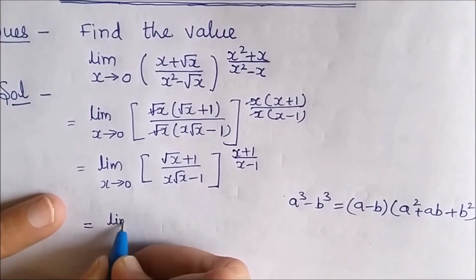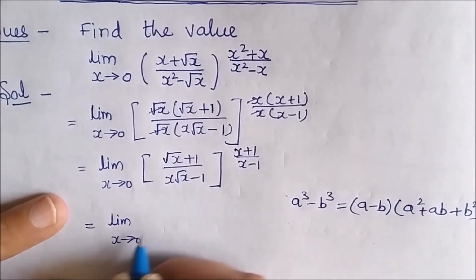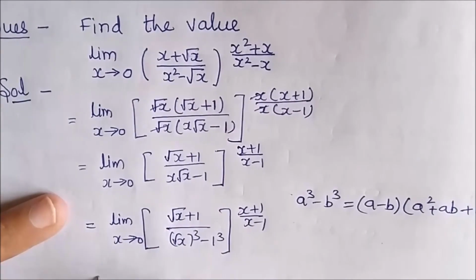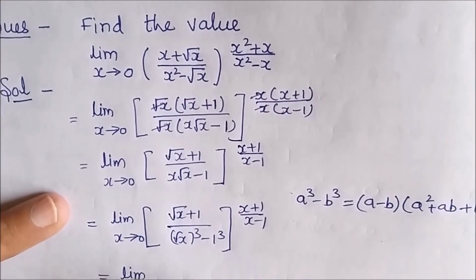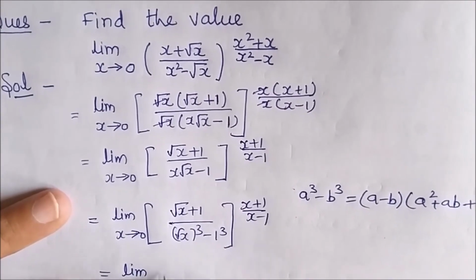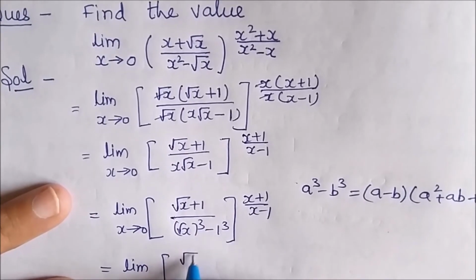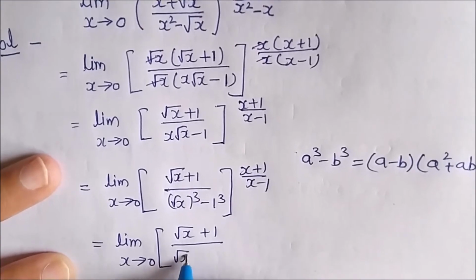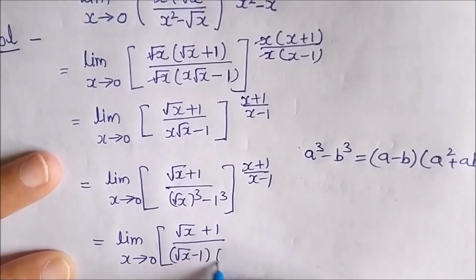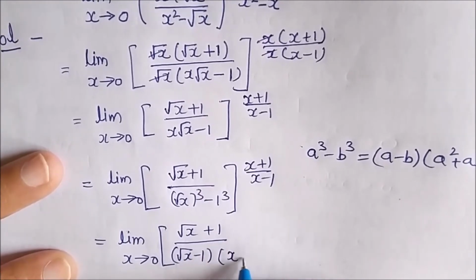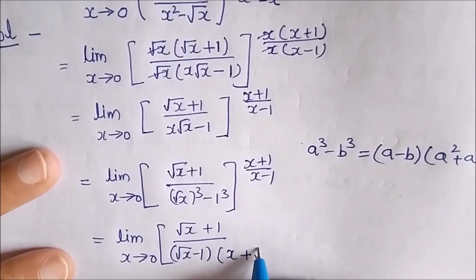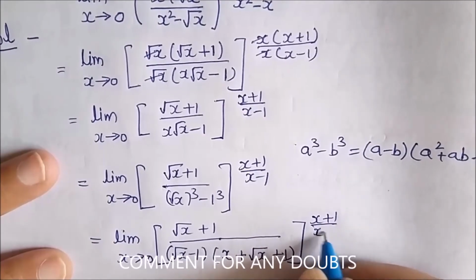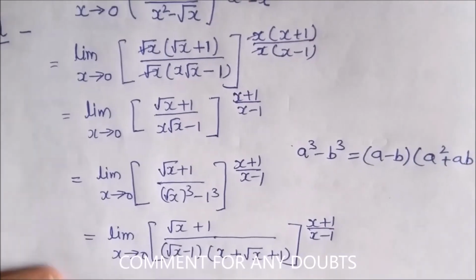This will reduce to limit x tends to 0, and this reduces to limit x tends to 0. This is root x plus 1, and in denominator we have root x minus 1 multiplied by x plus ab, means root x, and b square is 1. So our original function takes this value.